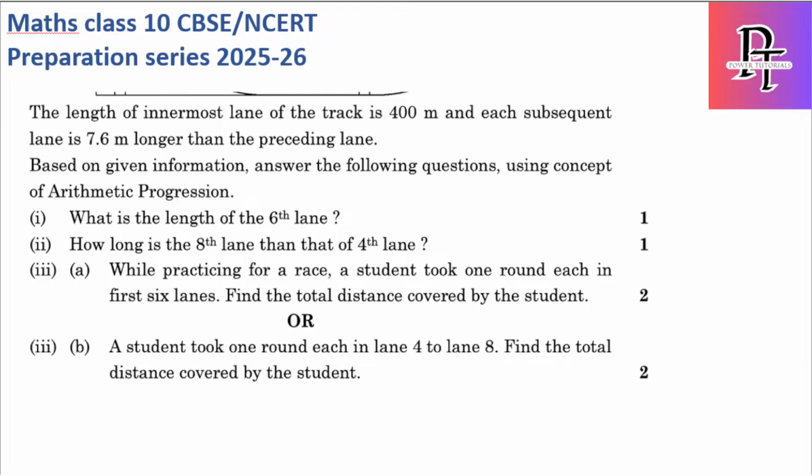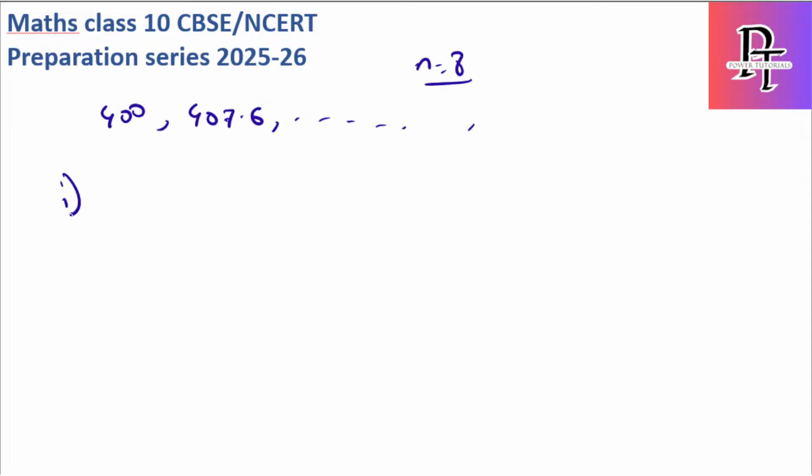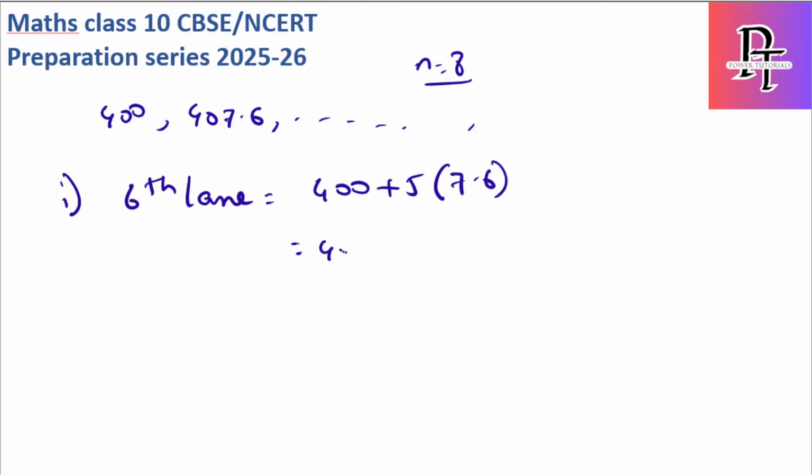So basically you answer the following questions, using your concept of arithmetic progression. What is the length of the 6th lane? The 6th lane is very easy. It is nothing but A6, so it is a plus 5d. So it is 400 plus 5 into d, and the d value is 7.6. So 5 into 7.6: 5 6s are 30, 5 7s are 35, which plus 3 becomes 38.0. So the length of the 6th lane track is 438 meters.